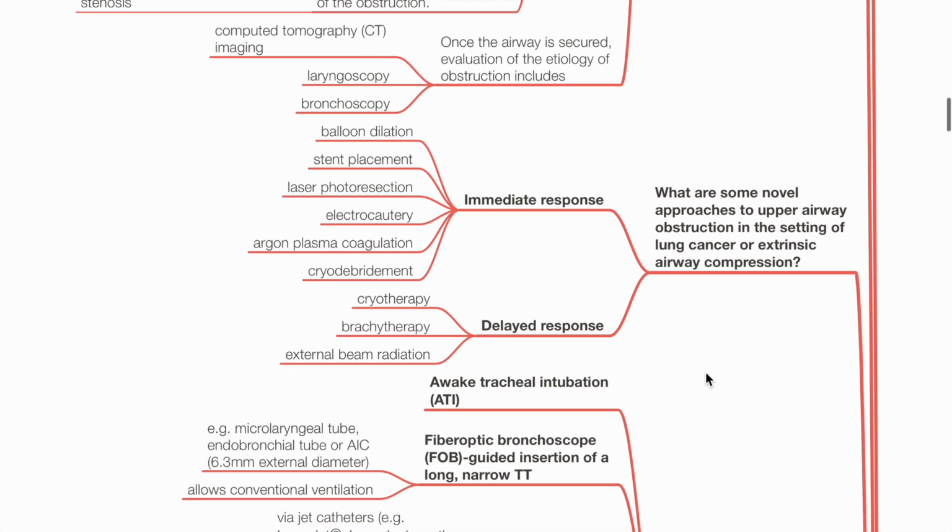What are some novel approaches to upper airway obstruction in a setting of lung cancer or extrinsic airway compression? This includes those with immediate response such as balloon dilation, stent placement, laser photoresection, electrocautery, argon plasma coagulation, and cryodebridement. Those with delayed response include cryotherapy, brachytherapy, and external beam radiation.